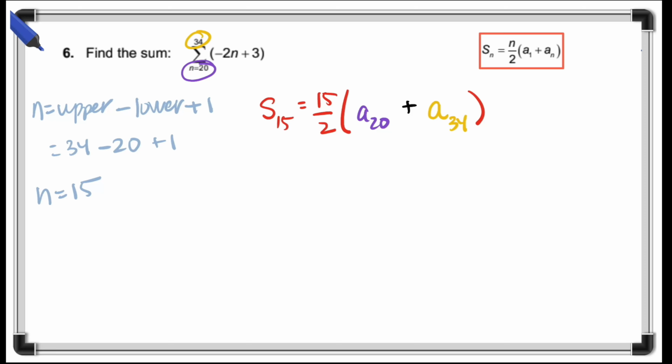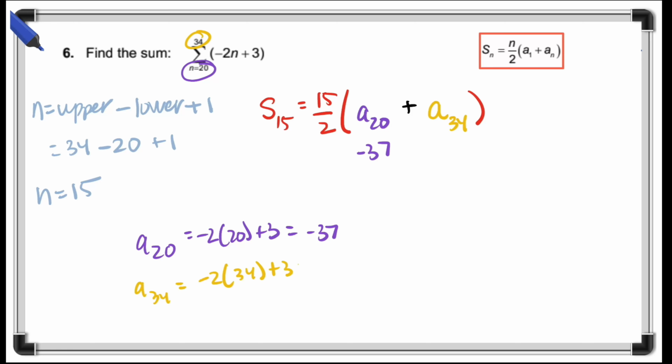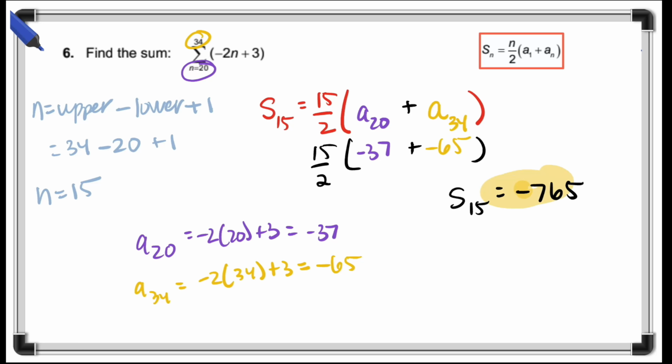Okay, so again, now we have to figure out a sub 20. So plug in 20 into your formula. So that's negative 2 times 20 plus 3, which gets you negative 37. And then we're going to figure out a sub 34. So we got negative 2 times 34 plus 3, which gets us negative 65. So you are plugging in your numbers in the appropriate spot. And as you figure out what your calculations are, you're going to get S sub 15, or the sum of those 15 terms, which is negative 765.